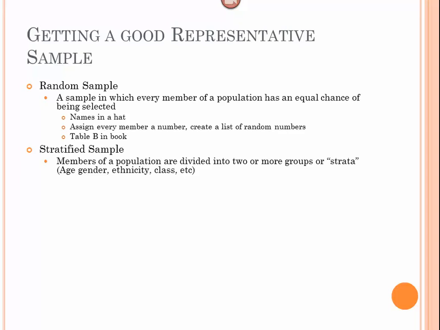Now, your groups that you pull from these strata do not have to be equally sized because maybe there are more freshmen coming in than there are seniors. So maybe we want to base our percentages, our samples that we pull from these, so we have a sample that represents the percentage of students at the school that are in the various classes.